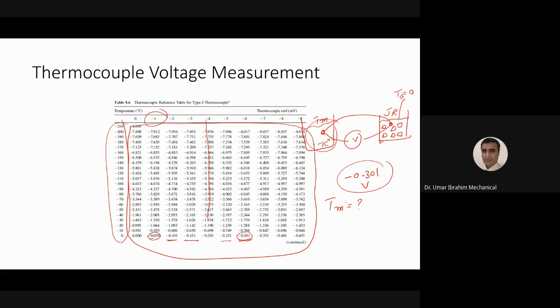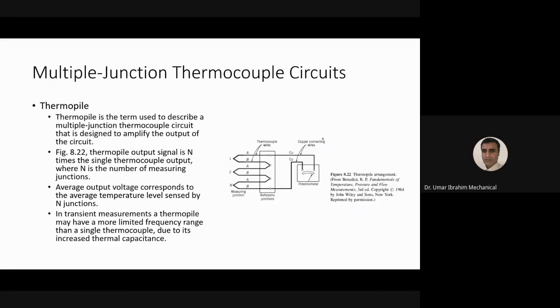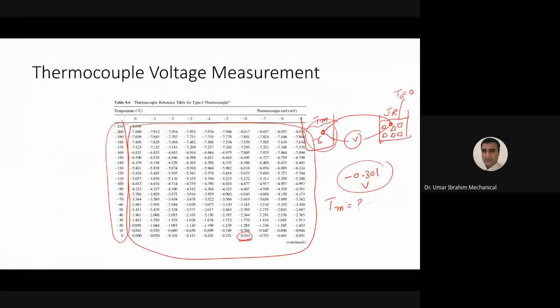So we know that if the output voltage is minus 3.01, and the reference junction is at 0 degree C, then the measuring junction is at minus 6 degree C. Clear, students?